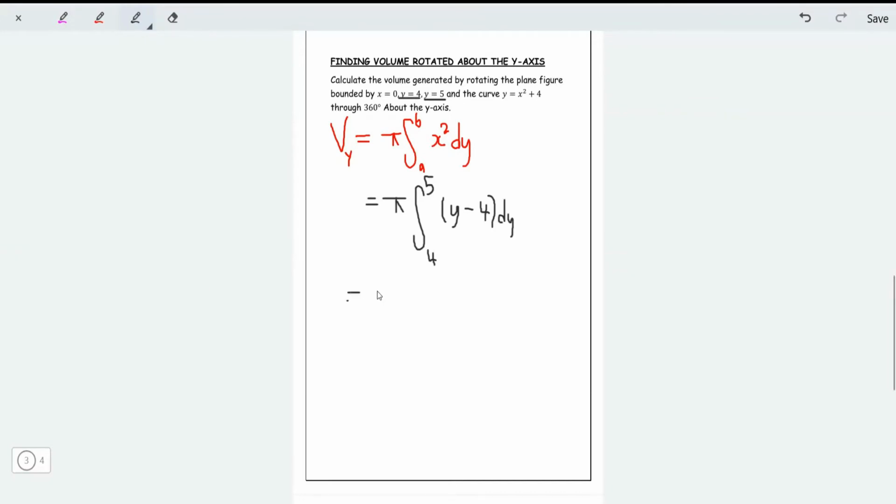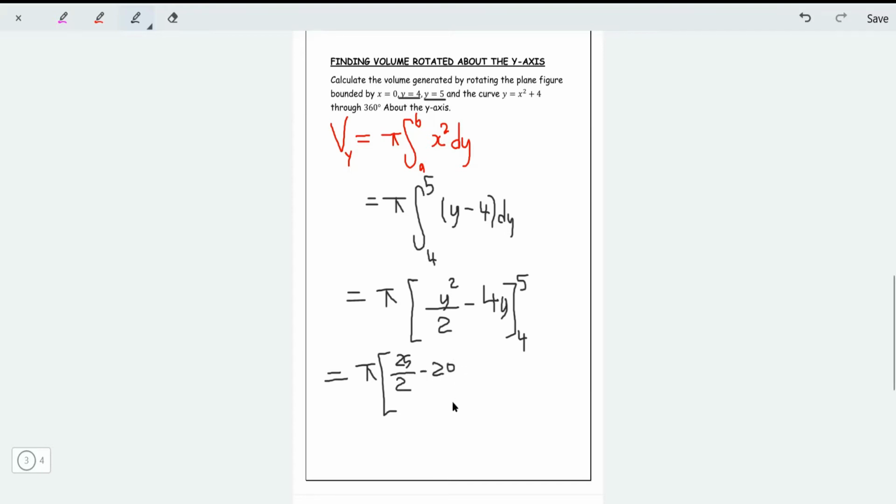So working this out, we're going to get pi times, this is going to be y squared over 2 minus 4y, and we're integrating from 4 to 5. So all you have to do now is plug in 5. So you're going to get pi times, when we plug in 5, 5 squared is 25, so you get 25 over 2. Put 5 right here, you get minus 20.